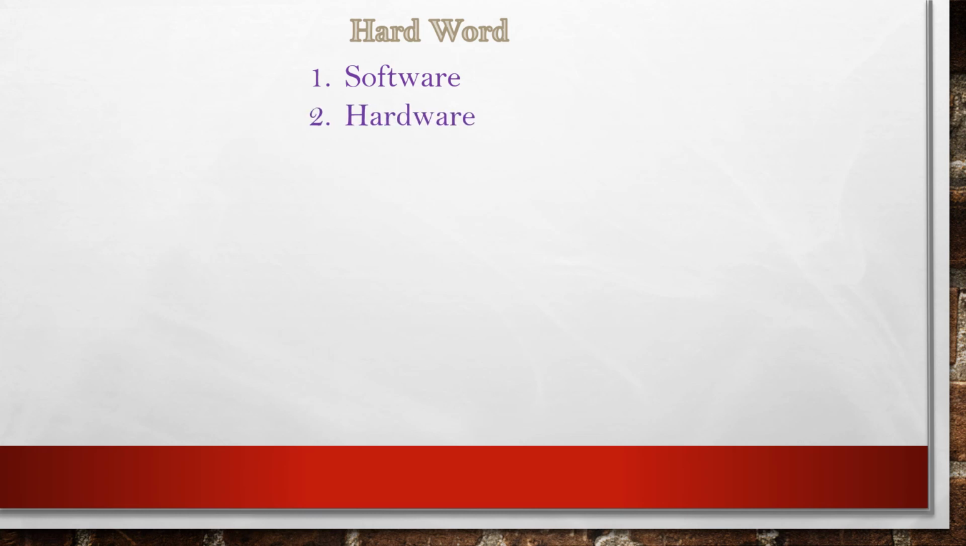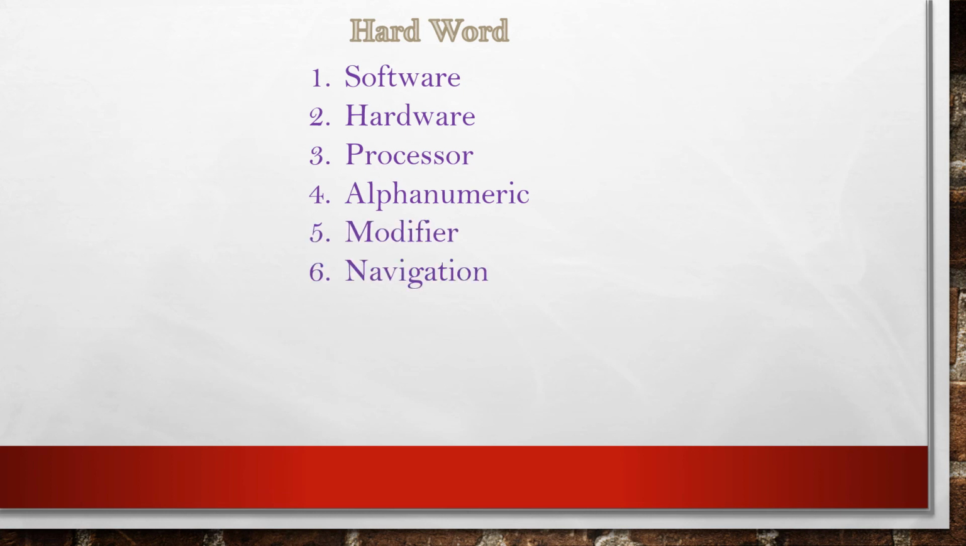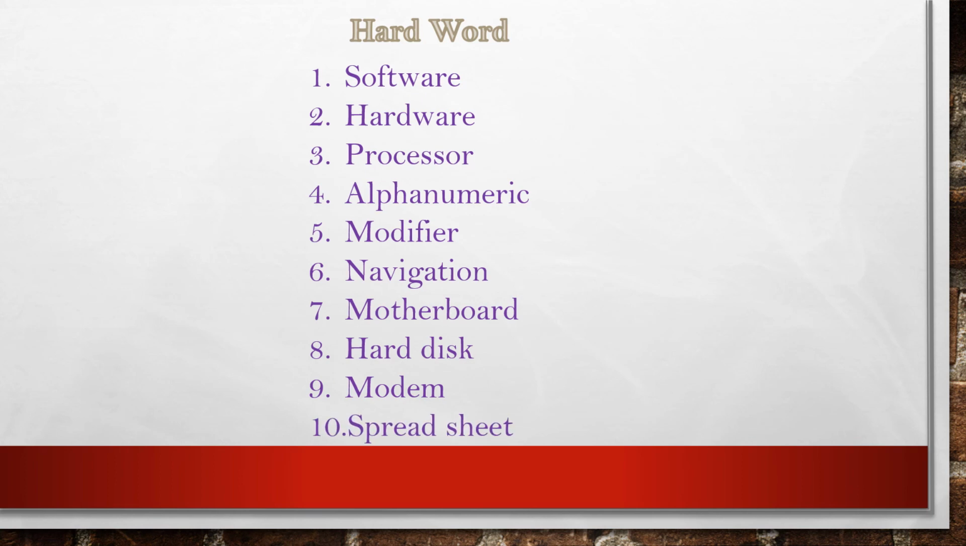For better understanding of this lesson, read the lesson properly. Now we will move towards the hard words. Number 1, software. Number 2, hardware, processor, alphanumeric, modifier, navigation, motherboard, hard disk, modem, and spreadsheet.